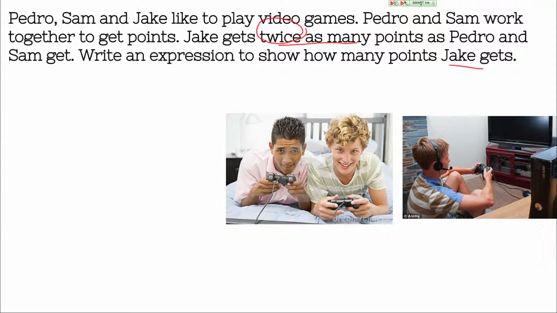So I'm going to write Jake and an equal sign. Okay, so Jake gets twice as many points, that's times 2, as Pedro and Sam get. So first I need to know what Pedro and Sam get, and then do that times 2. And when I think about PEMDAS, first, when I do something first, it's in parentheses. So in parentheses, I'm going to write P plus S for Pedro and Sam. And then it says that Jake gets twice as many. So next I'm going to do times 2.